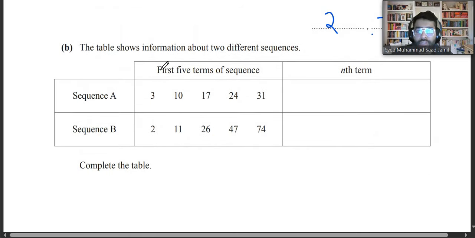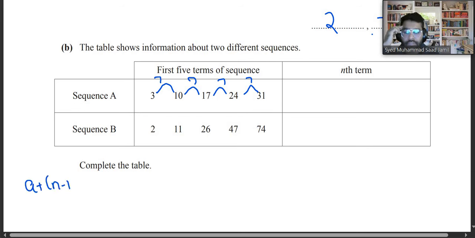The table shows information about 2 different sequences. Complete the table, find the nth term. So let's first look at the first sequence. In the first sequence, the difference is 7 for all the terms. Alright. And what is the formula? The formula is a plus n minus 1 multiplied by d. That's the formula. So a is basically the first term, which is 3. D is the difference, which is 7.